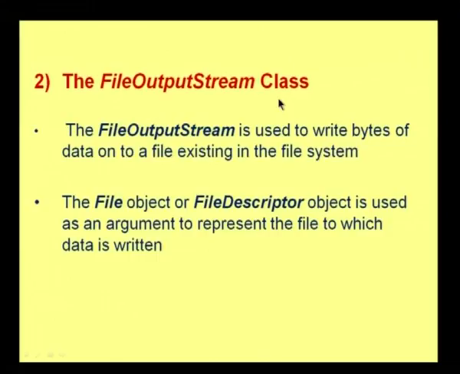Next we are going to see about the file output stream class. The file output stream class is used to write bytes of data to a file existing in the file system. A file object or file descriptor object is used as an argument to represent the file to which the data is written. In your previous example we have seen file output stream, and we have also seen byte array output stream.